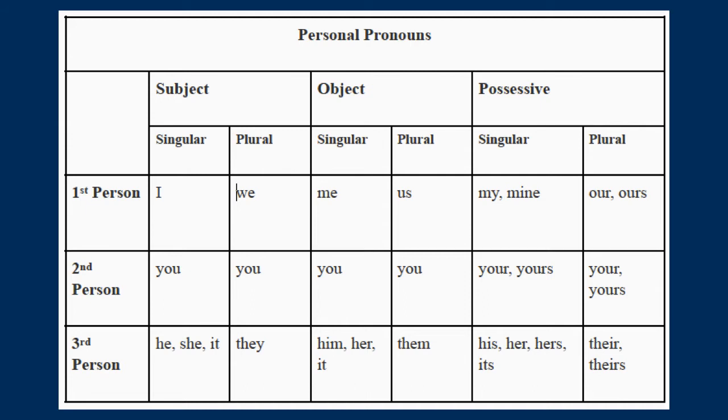So I in subject position becomes me in object position, and the possessive case form of the first person singular is my or mine. And the plural of I is we in the subject position. It becomes us in the object position, and the possessive case form is our or ours.